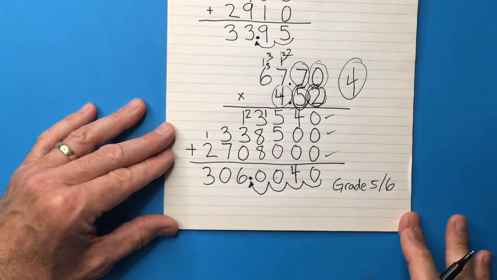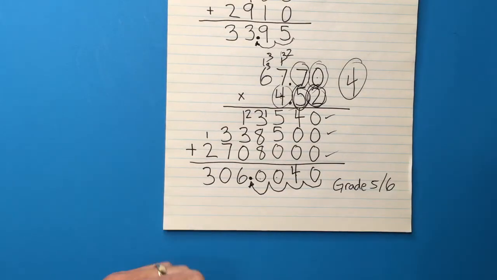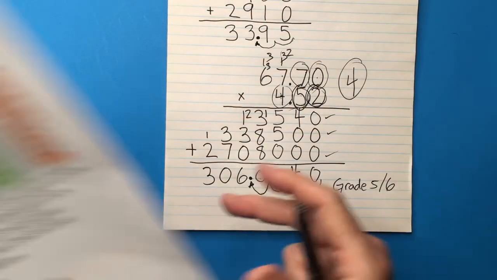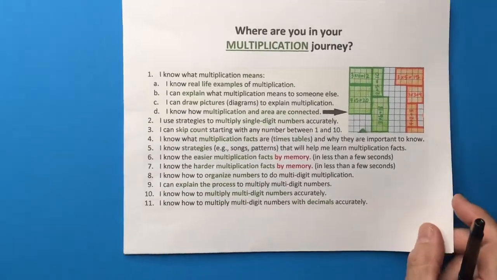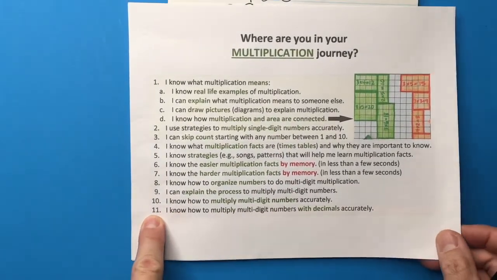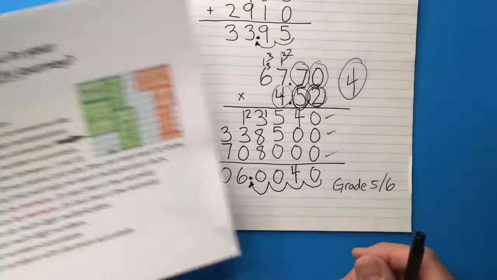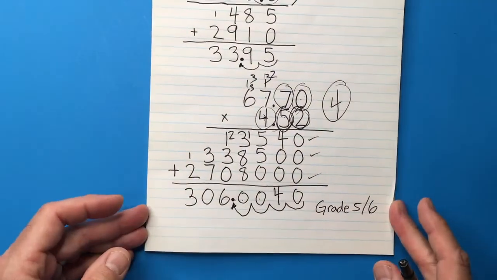Remember, this is grade 5, maybe even grade 6 level of multiplication. All right? But I just wanted to show, if you are already around level 10 and you're thinking about what's next, you can think about multiplying with decimals if you want to work on that.